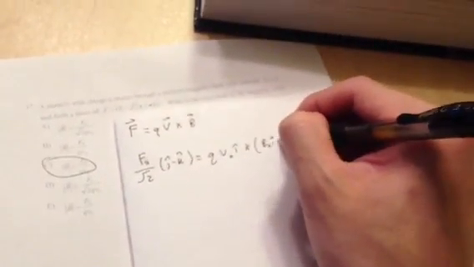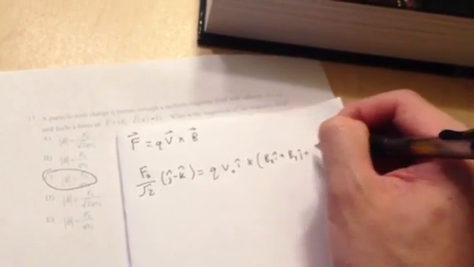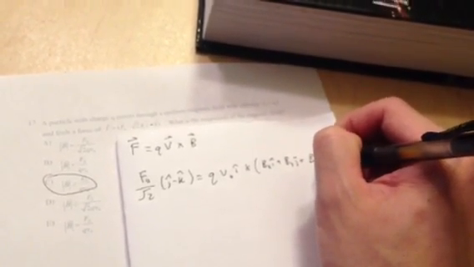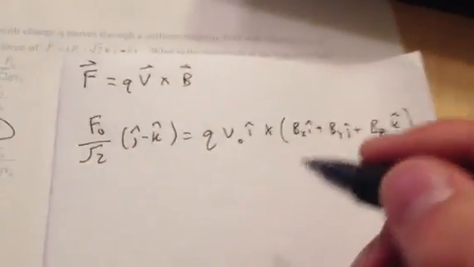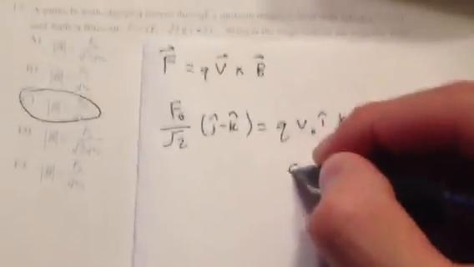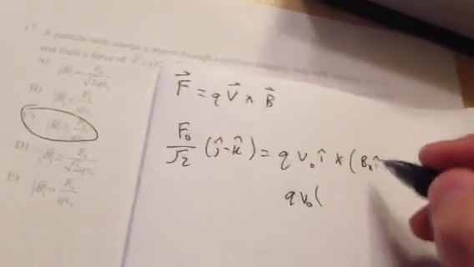cross Bx in the x direction, By in the j direction, and then Bz in the k direction. So then what I want to do is find the cross products of these individually and then figure out the signs.